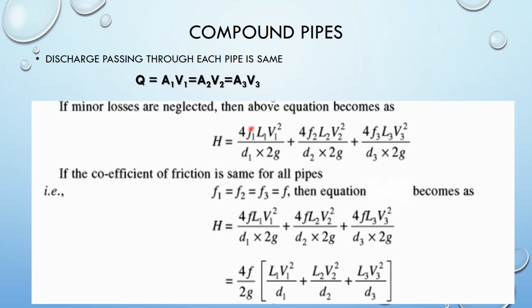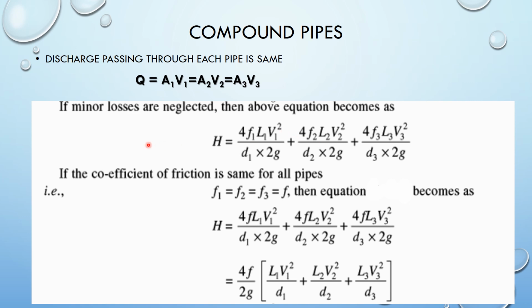Another important thing to note is that the loss of head due to friction will be the sum of all the losses happening in these three pipes. So the important thing to note is that the discharge will be the same in each pipe, and the head loss due to friction will add up in the case of series connection or compounding of pipes.